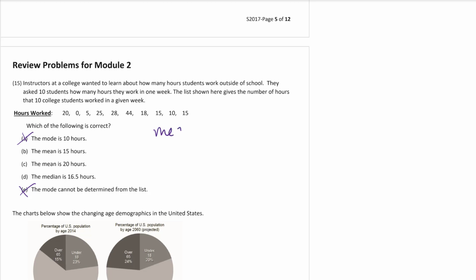So let's do the mean. Let's add all the numbers and divide them by 1, 2, 3, 4. Oh, well, it does say 10. Okay, so the 10 numbers. Let's do that. I got 180 divided by 10. That gives me 18. So that means the mean is not 20. So the only thing, and it's not 15 either, so it's got to be 16 and a half. So we just have to verify this, I guess.